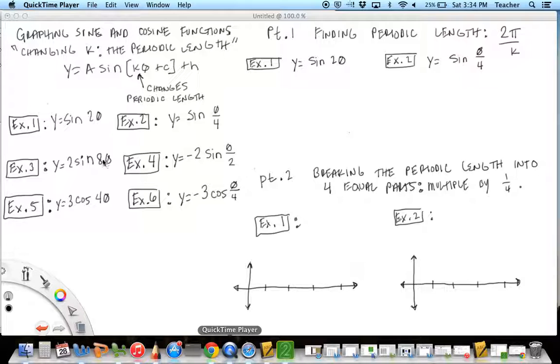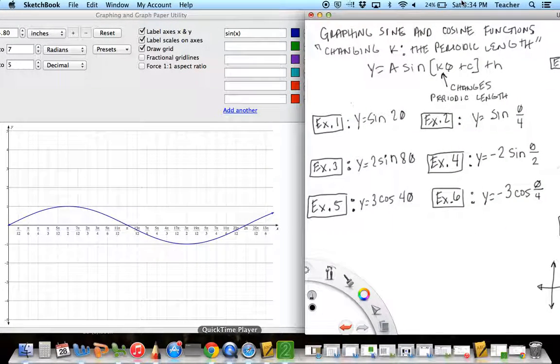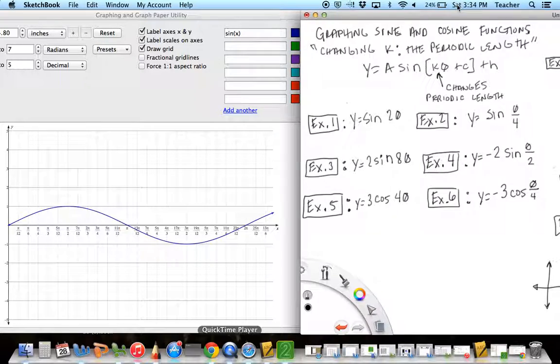All right, so you'll notice that in front of each of the thetas, or I could replace those with x's as well, is a number or a coefficient, okay? And what that's going to do is affect the periodic length of the function. And then I'm also going to give some examples comparing it to the overall graph so you guys see how this all comes into effect.